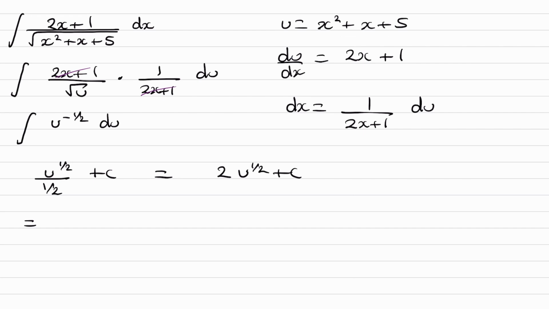and then we can just change the u into x squared plus x plus 5. 2 to the power of a half is square root again, so I've just changed that back. You don't have to. So we get this, and then plus c.